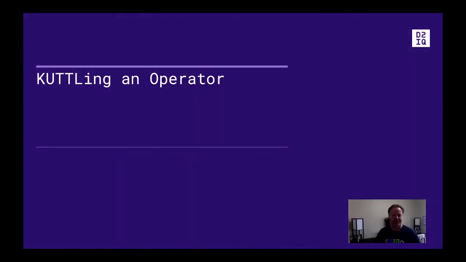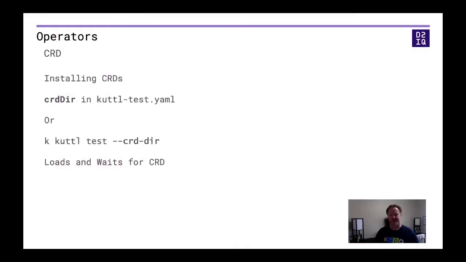Since KUTTL was originally created to test operators, KUDO in particular, let's take a look at the features that support that. The first is we need to enable the ability to install CRDs. KUTTL has the ability to install manifests or CRDs or apply them within the Kubernetes cluster. The difference is that when we see CRDs within the CRD dir, KUTTL will wait until the CRD has been realized within the Kubernetes cluster.